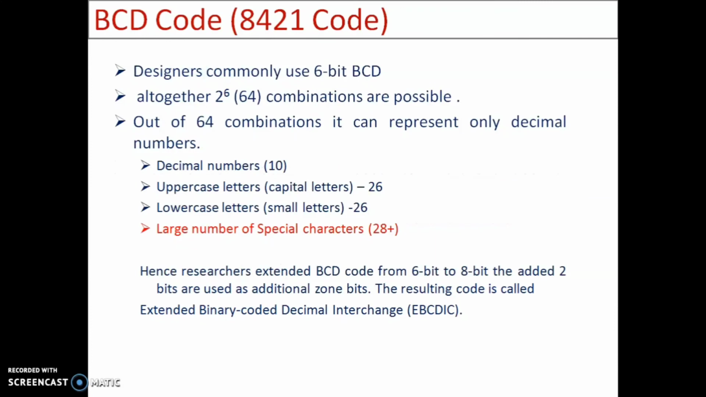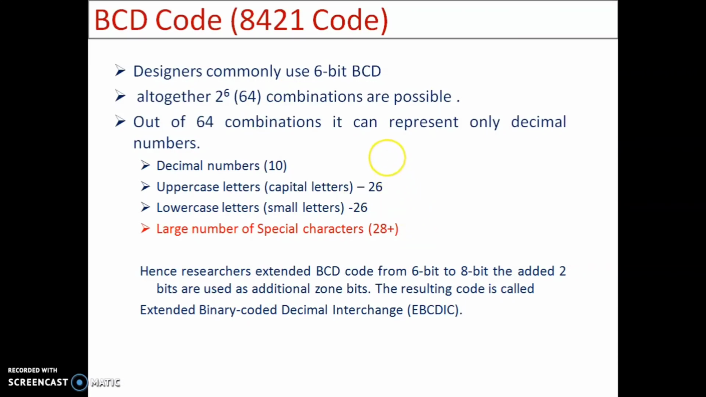Since 4-bit BCD was insufficient to represent the characters, designers commonly use 6-bit BCD. 6-bit BCD means 2 to the power of 6, so 64 combinations are possible. Out of the 64 combinations, the first 10 are used to represent decimal numbers, 26 for uppercase and another 26 for lowercase. Totally 62 combinations are used, but still 6-bit BCD was insufficient to represent 28 plus special characters.